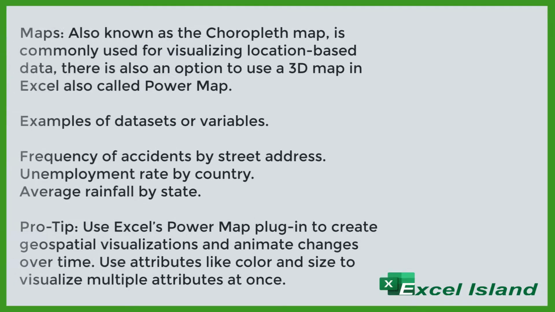So the last type of chart and graph we'll be looking at is called the map. A map is also known as a choropleth map, and is commonly used for visualizing location-based data. There's also an option to use a 3D map in Excel, also called Power Map. I'll try to show you how to use both maps in a quick demo.